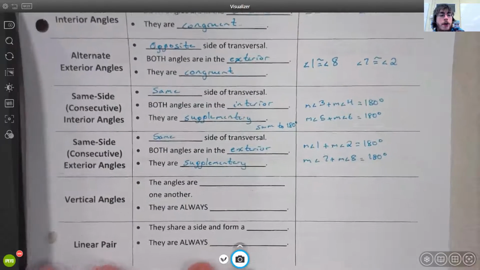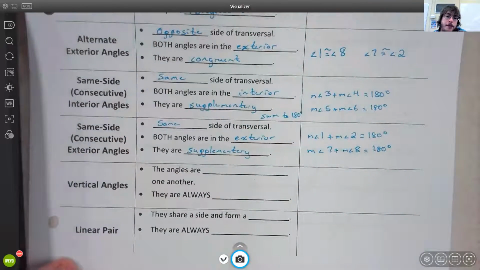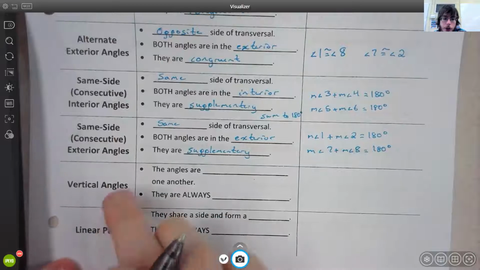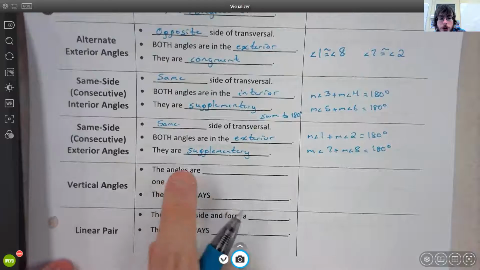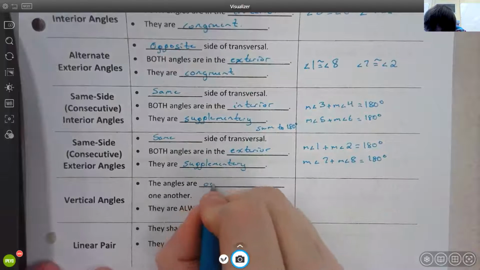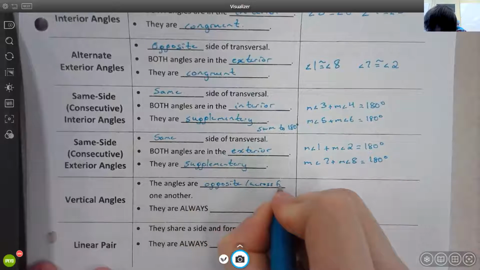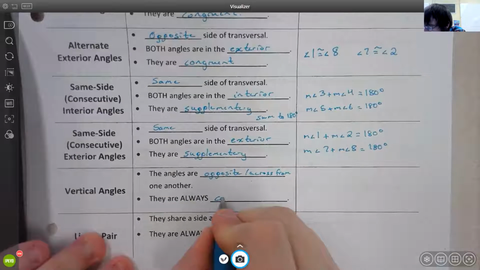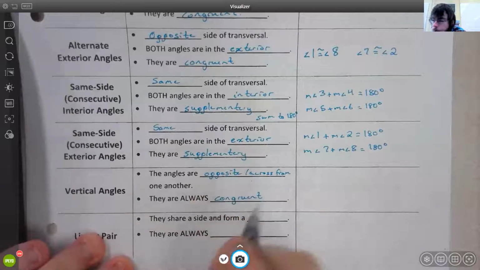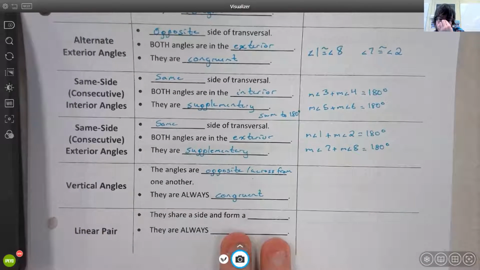All right, vertical angles. Now, if you recall from the flow chart, these first 5 require you to have different intersections. These 2 require you to have the same intersection. Okay, so vertical angles, the angles are opposite or across from one another. And vertical angles are always congruent. They're always congruent. It doesn't matter if the lines are parallel or not. They're always congruent because they only rely on the one intersection.